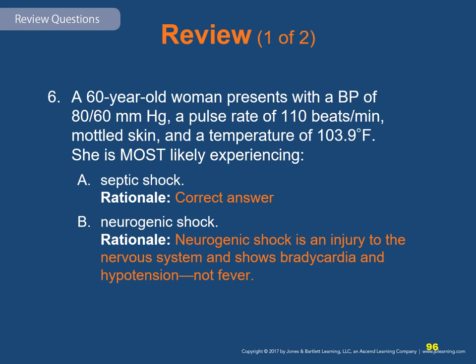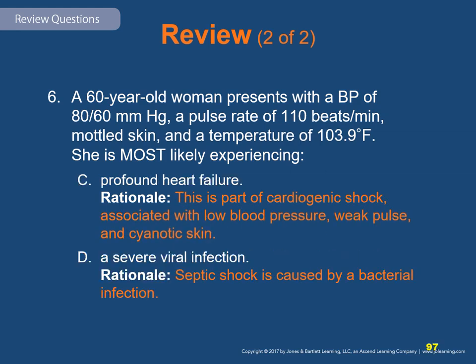Neurogenic shock. Neurogenic shock is an injury to the nervous system and shows bradycardia and hypotension, not fever. Profound heart failure. This is a part of cardiogenic shock, associated with low blood pressure, weak pulse, and cyanotic skin. Severe viral infection. Septic shock is caused by a bacterial infection.